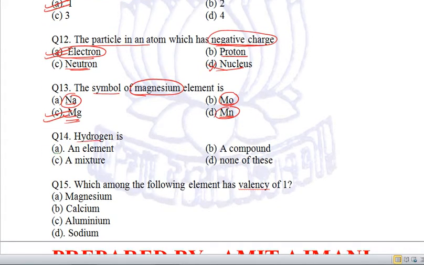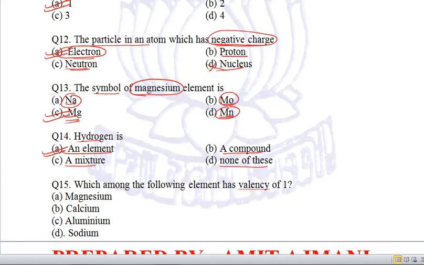Hydrogen: is it an element or a mixture or a compound or none of these? Simple, hydrogen is an element. Fine. It will combine with some other element to form a compound, but by itself it is an element. So A will be the right answer.